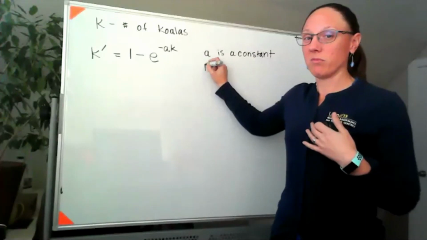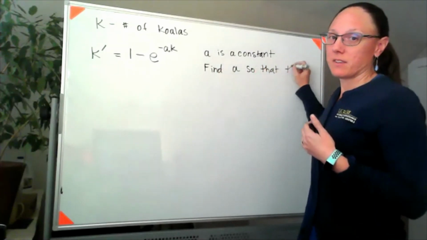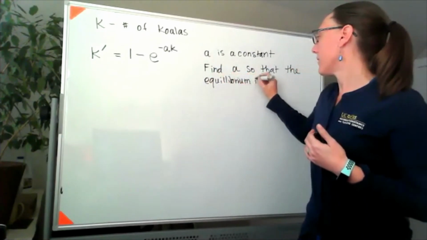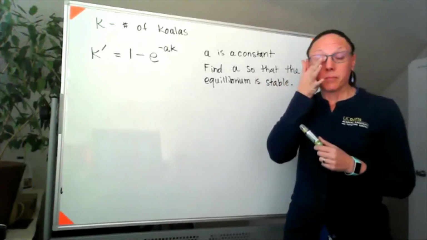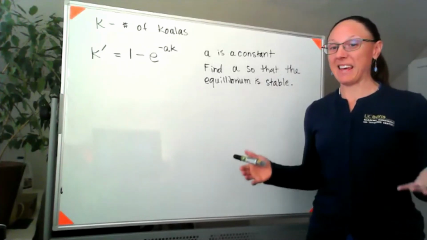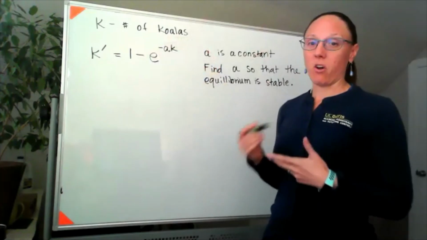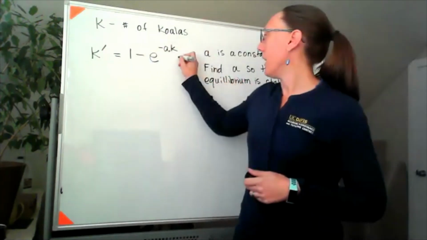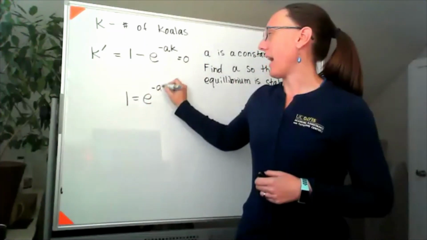And what I want to do is to find A so that the equilibrium is stable. Well, the first thing we have to do is to figure out what the equilibrium is if we're going to figure out how to make it stable. Starting that same way on all of these problems, to find the equilibrium, I need to set that equal to 0. And when I set that equal to 0, I get 1 is equal to e to the negative ak.